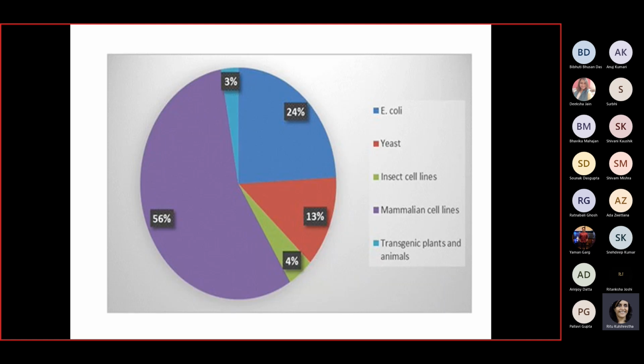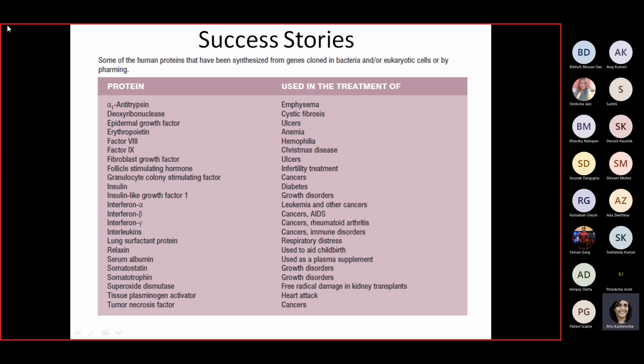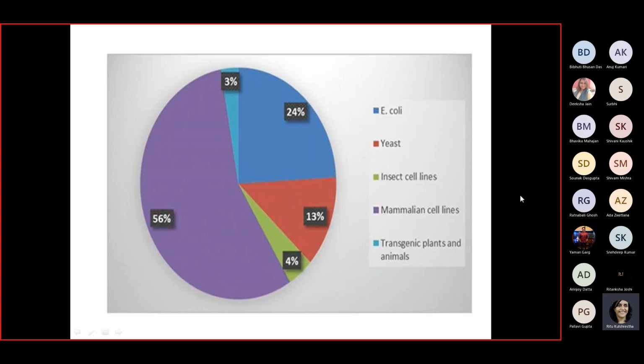And there are several success stories. There are so many; just a very small list is given here, but obviously we know there is a whole list of proteins which have been made in various organisms. Many are made in single-celled organisms like E. coli or yeast, or various cell lines, in which these recombinant proteins are expressed and finally harvested.